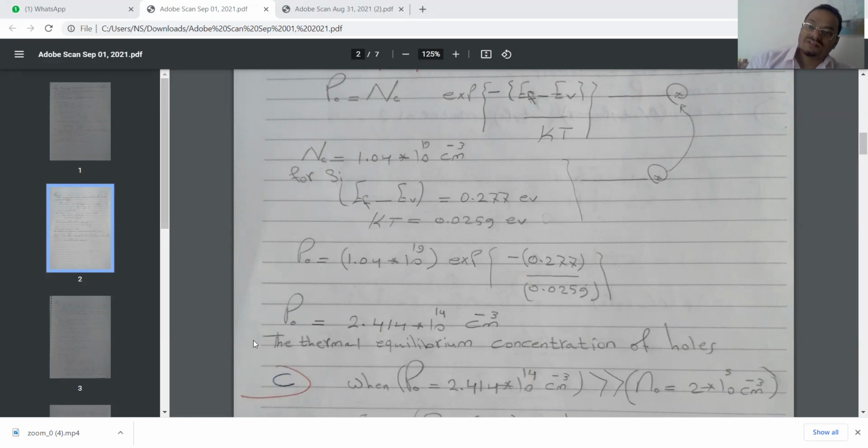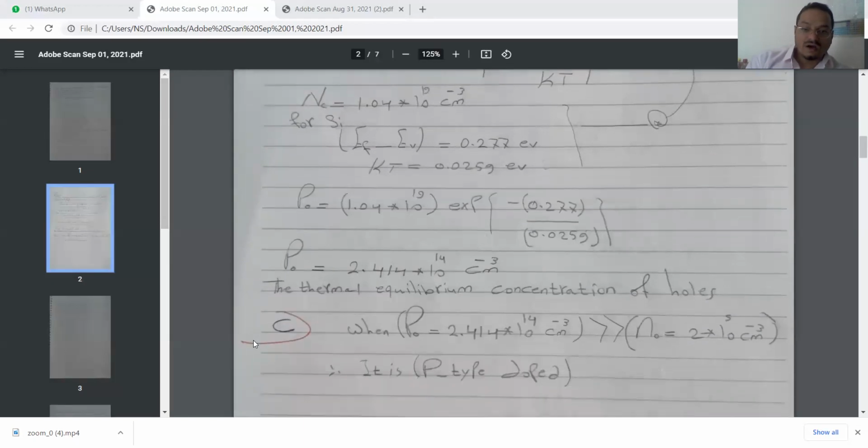If the author didn't say we're dealing with thermal equilibrium, do you know how we can calculate P naught and N naught? Totally, 100% we will depend on the mass action law: N naught times P naught equals the intrinsic carrier concentration squared.